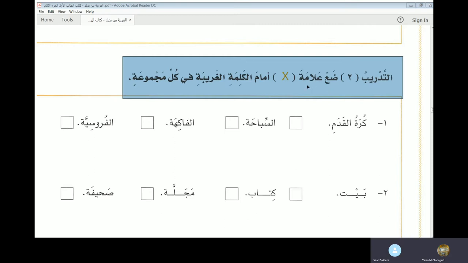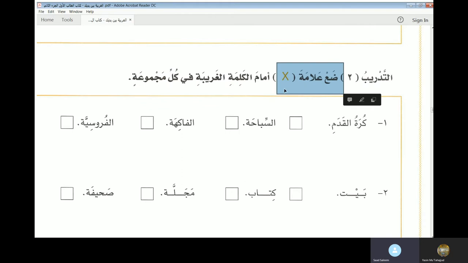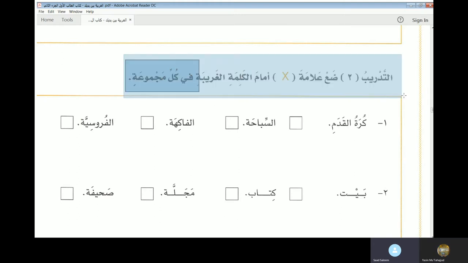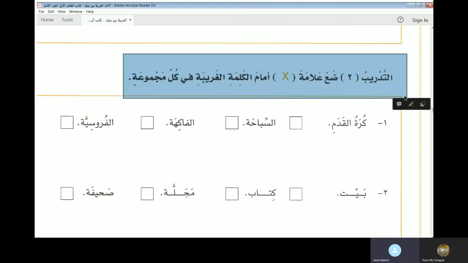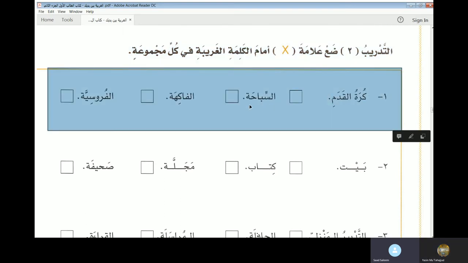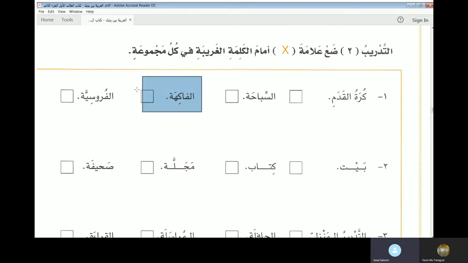I don't know the meaning of that. Put the cross symbol. Daa alamat al-khata. Put the cross symbol. Amama, in front of. Al-kalima, the word. Al-gharība, different, strange. Fi kulli majmua, in each group. Put a cross symbol in front of the strange word, the different word, in each group. For example, in the first group, we have four words. Kurat al-Qadam is sports. Al-Sibaha is also sports. Al-Fakiha is a fruit. Al-Furusiya is a sport. So al-fakiha is the gharib word. We will put a cross symbol here.